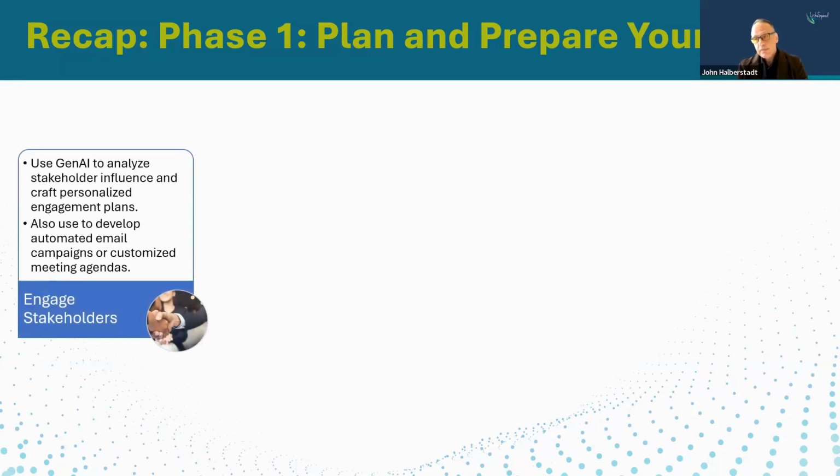Some of the things that we talked about specifically, 4 items for each of these 30-day periods. The first was engaging stakeholders, and we use generative AI to analyze their influence and to develop some automated communication campaigns for those different groups of stakeholders so that we could communicate most effectively to them about rolling out the VMO in a way that's targeted towards the needs, wants, concerns of those individuals.